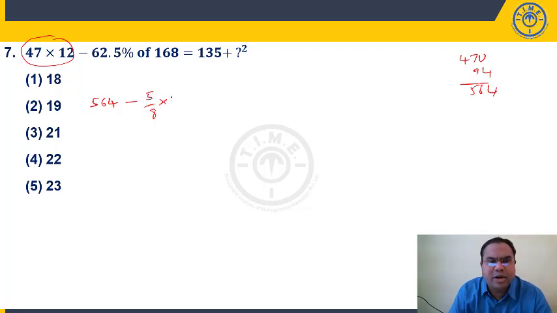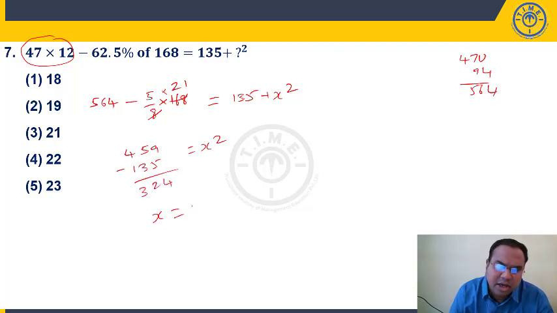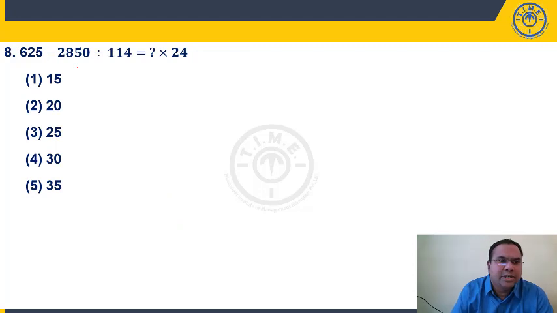This is a standard reciprocal into 168. 8 goes 21 times. Is equal to 135 plus x square. Now see here 5 into 21 is 105. If you remove 105 here, this will be 459. 459 minus 135 is equal to your x square. So 324. X square 324 means x is equal to, we know 324 is 18 square, x is equal to 18. So choice 1.